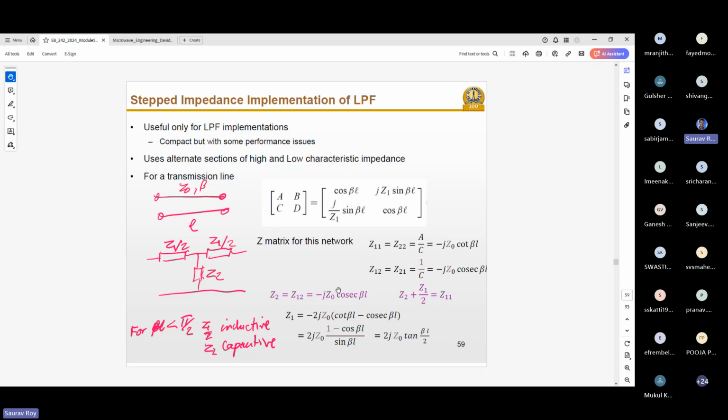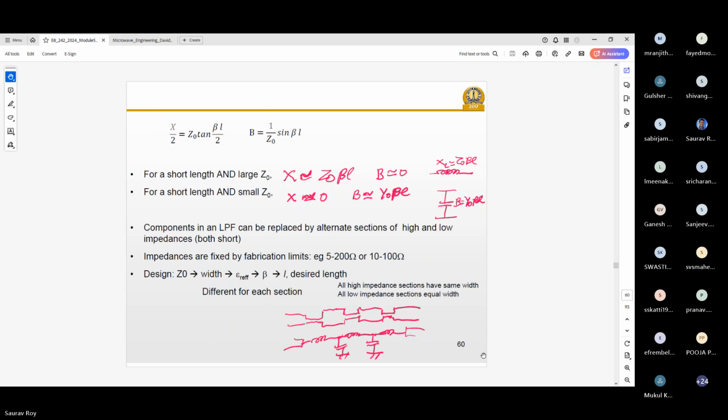Okay. Now what are the implications of this? The series arm, Z1 by 2, is written as X by 2, which is nothing but the inductor value. It can be written as Z naught tan beta L by 2. Similarly, the susceptance value, or the capacitor value in the parallel arm, can be written as 1 over Z naught sin beta L. All right.